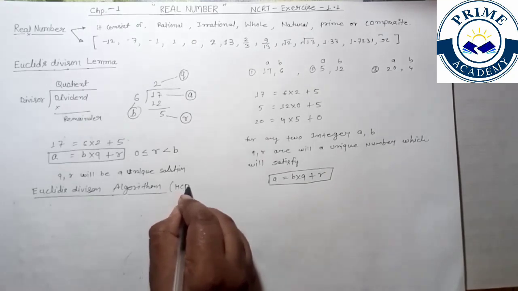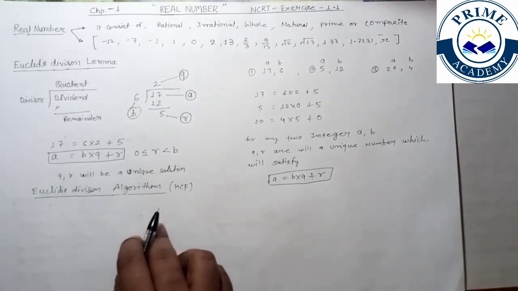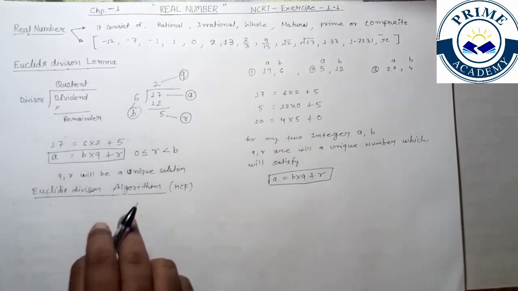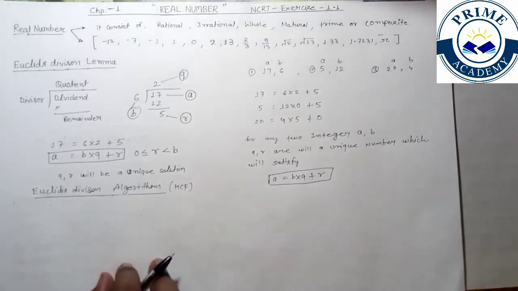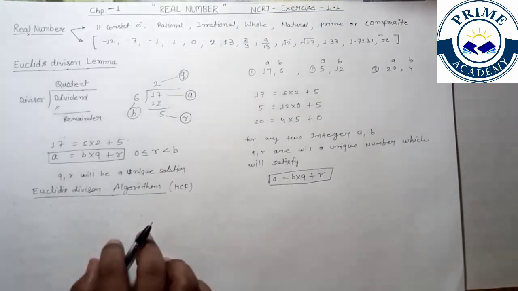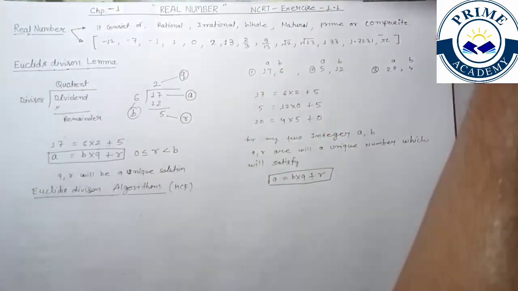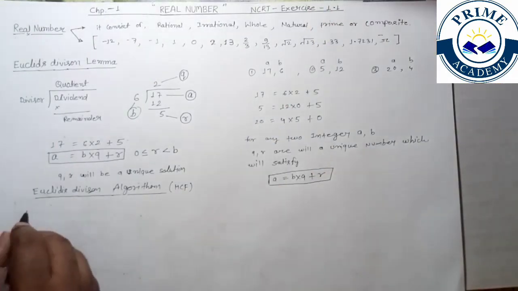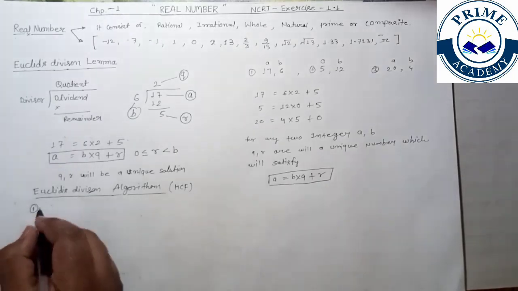Always remember, the Euclid division algorithm is a method to get the HCF, with step-by-step procedures, right? Suppose I take, for example, Exercise 1.1, problem number 1, the first question. Through this you can easily solve it.